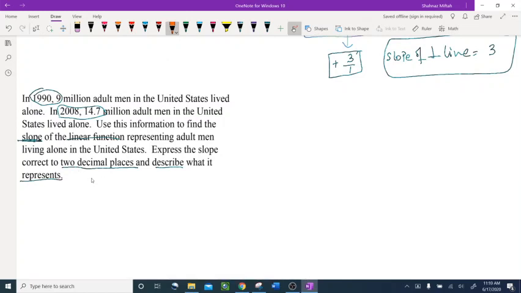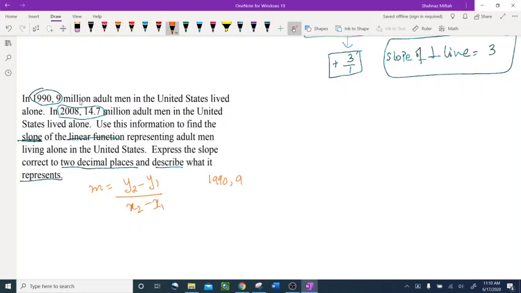So since they said find the slope, I know the slope of the linear function is m equals y2 minus y1 over x2 minus x1. That's my formula for the slope, you know that. So where do I get my x1, y1, x2 and y2? Do you see this? That's your x1, y1, x2 and y2. So let's put them in order. I have two ordered pairs. For example, I have 1990 and 9.